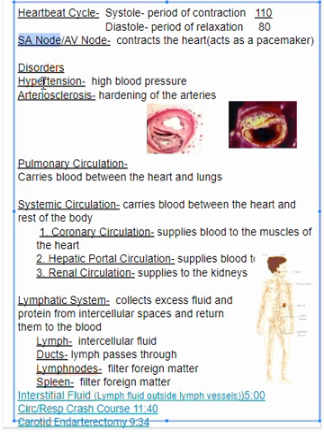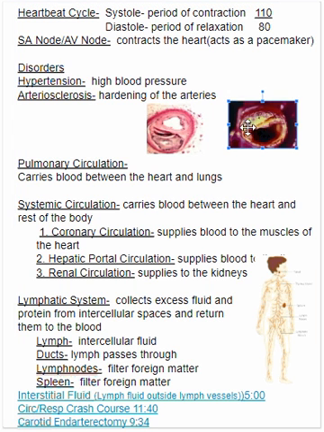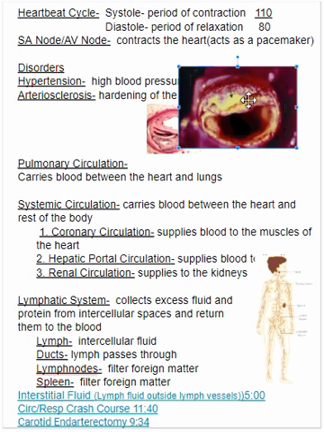A couple of disorders that you should be aware of. Hypertension is high blood pressure. It can be caused by diet, like a diet that's high in fats or high in salt can lead to high blood pressure. And then there's arteriosclerosis, which is hardening of the arteries. This is where your body will deposit plaque, which is like a cholesterol material on the inside of an artery, causing the diameter of the vessel to shrink.